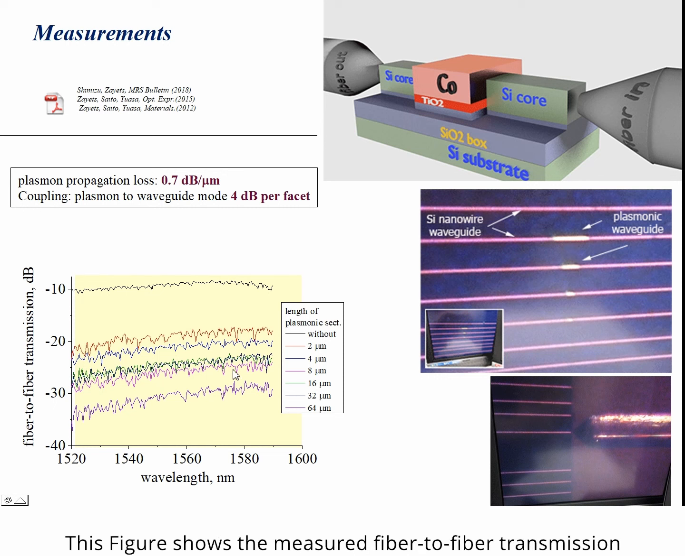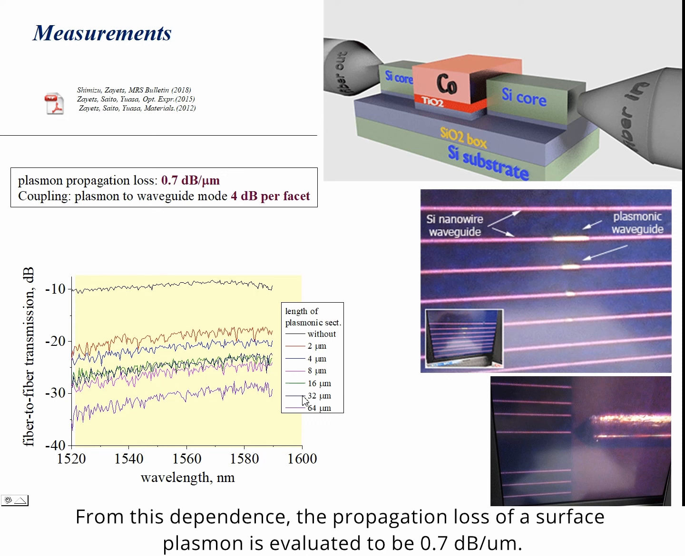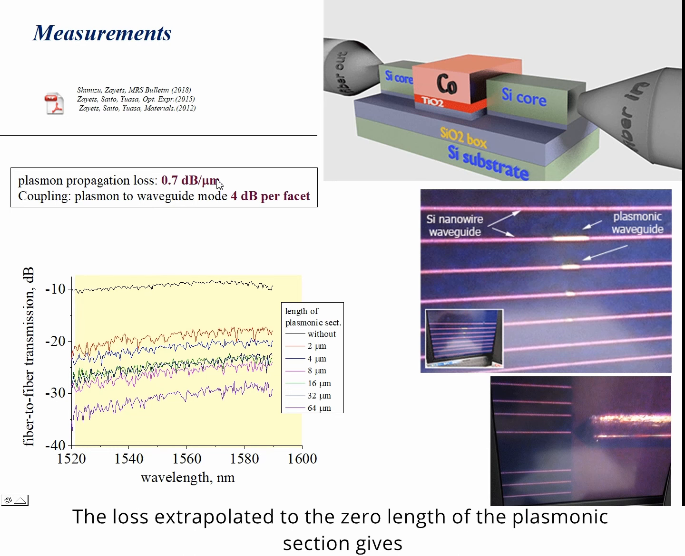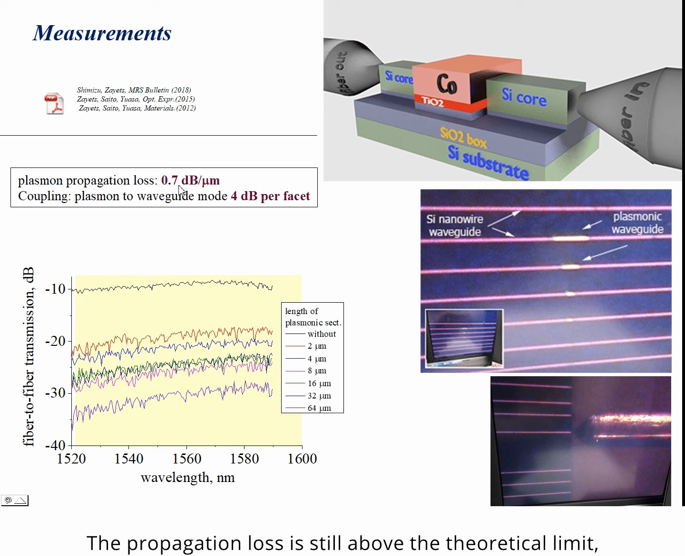This figure shows a measured fiber-to-fiber transmission for different lengths of the plasmonic section. The transmission loss increases with the length of the plasmonic section. From this dependence, the propagation loss of surface plasmon is evaluated to be 0.7 decibel per micrometer. The loss extrapolated to zero length of plasmonic section gives the coupling loss between plasmonic and silicon nanowire waveguides of 4 decibel per facet. The propagation loss is still above the theoretical limit, but is sufficiently small for application.